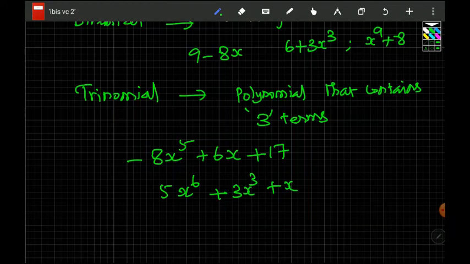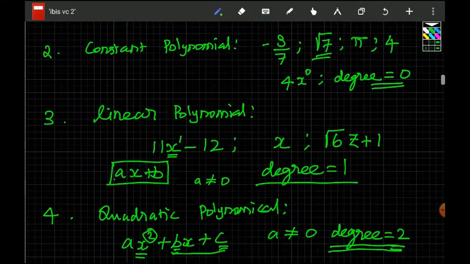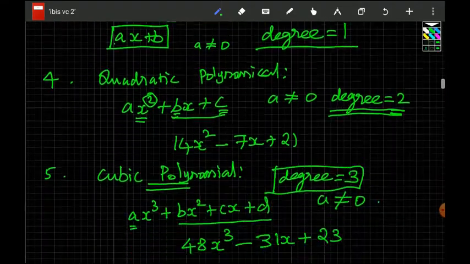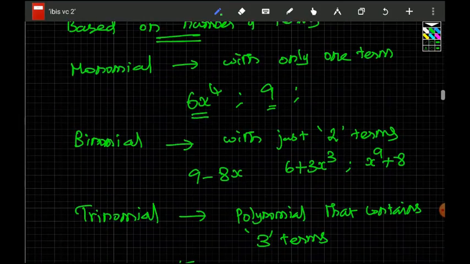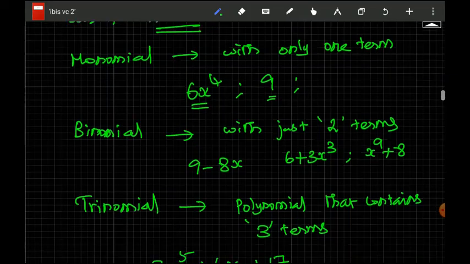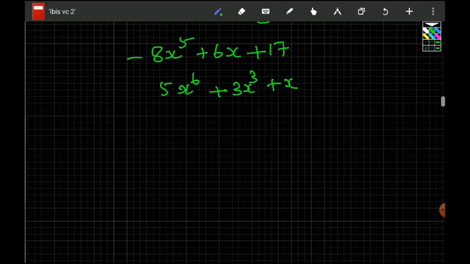With this session and these examples, we are finishing how to name polynomials. One is based on the degree: we call them constant polynomial, linear polynomial, quadratic, cubic and quartic. Based on the number of terms, we call them monomial, binomial and trinomial. And with this, we have finished almost the introduction part of the polynomial.